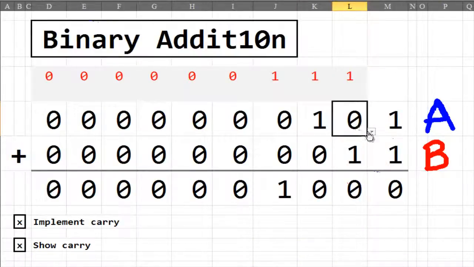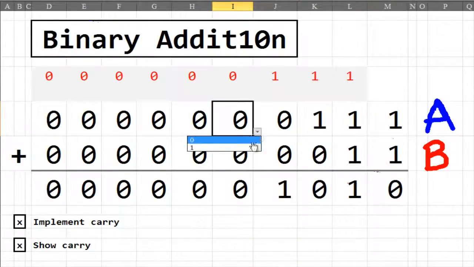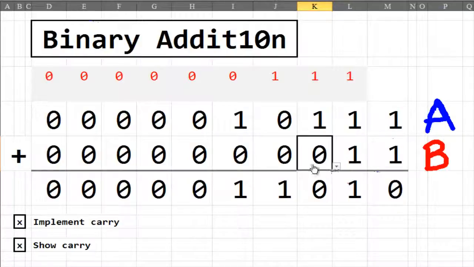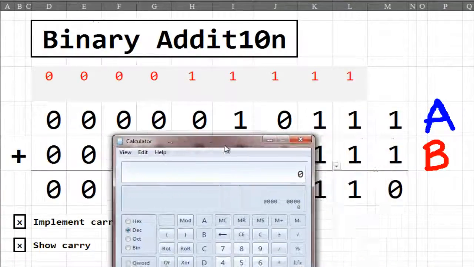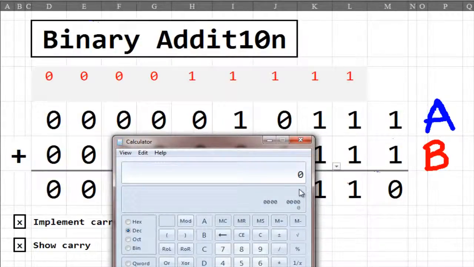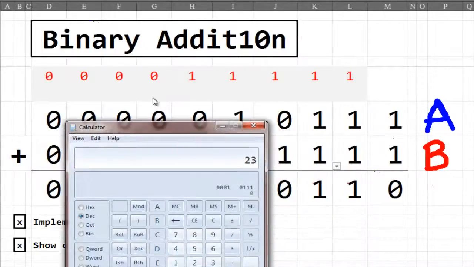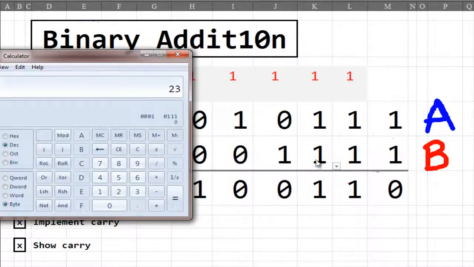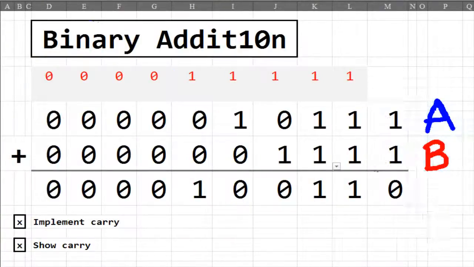In our next example, we are just going to randomly select a number, and we're going to add something to it. So let me select, and the number we're going to select, 10111, is equal to 23. 23 plus 1111 is 15. So 23 plus 15, we should have an answer of 38. Let's break this down.